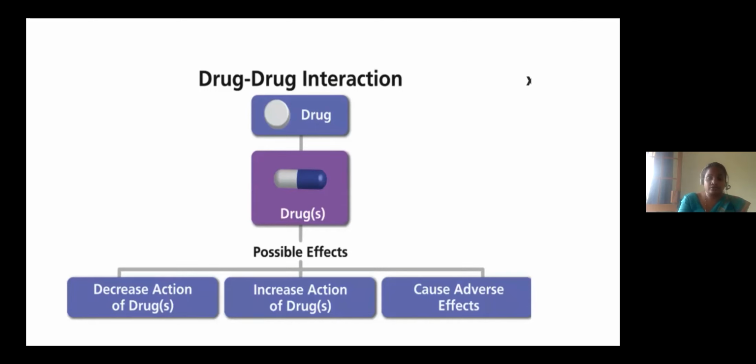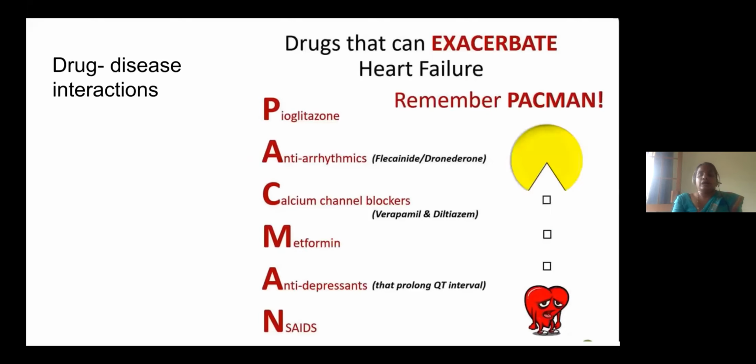Another problem is drug-drug interactions. When we prescribe more drugs, they react to each other. By that, they can decrease the action of drugs, increase the action of drugs, and cause adverse effects. And drug-disease interactions: some drugs interfere with disease. These patients have multimorbidities, and when we prescribe one medication, it can interfere with these diseases. For example, NSAIDs can interfere with heart failure, and other drugs in this slide.